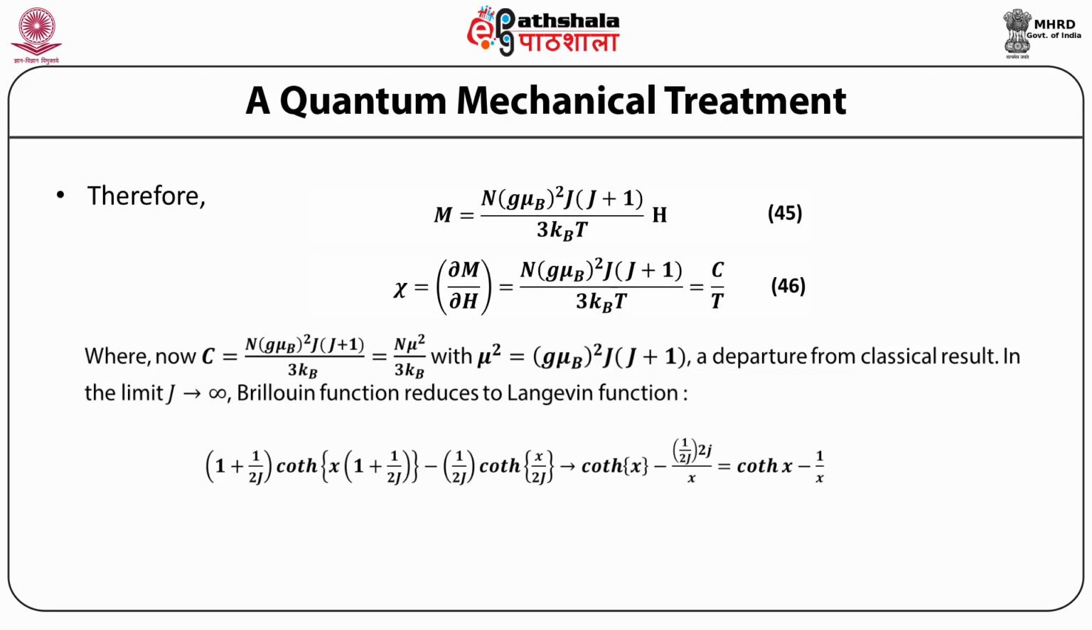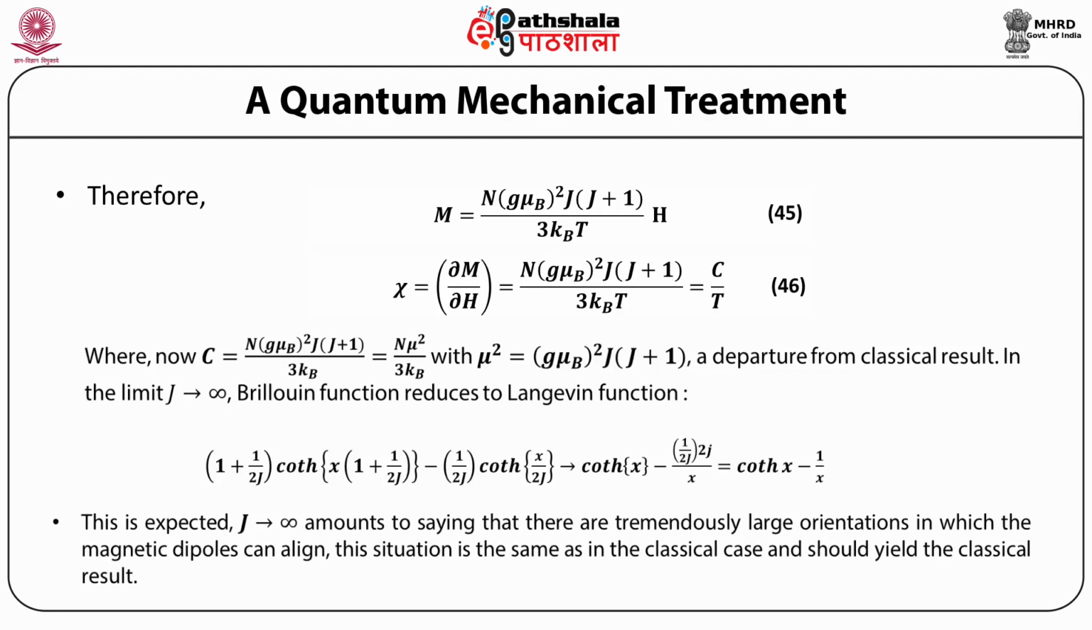In the limit J approaching infinity, the Brillouin function reduces to the Langevin function, that is (1 plus 1 upon 2J) multiplied by coth of x multiplied by (1 plus 1 upon 2J) minus 1 upon 2J coth of x upon 2J approaching coth x minus 1 upon 2J into 2J divided by x, which is equal to coth x minus 1 upon x. This is expected. J approaching infinity amounts to saying that there are tremendously large orientations in which the magnetic dipoles can align. This situation is the same as in the classical case and should yield the classical result.